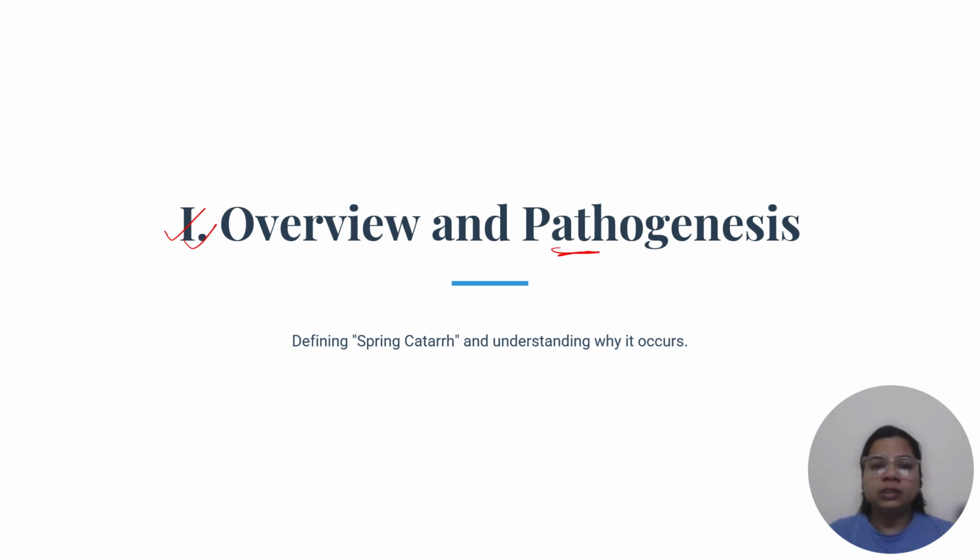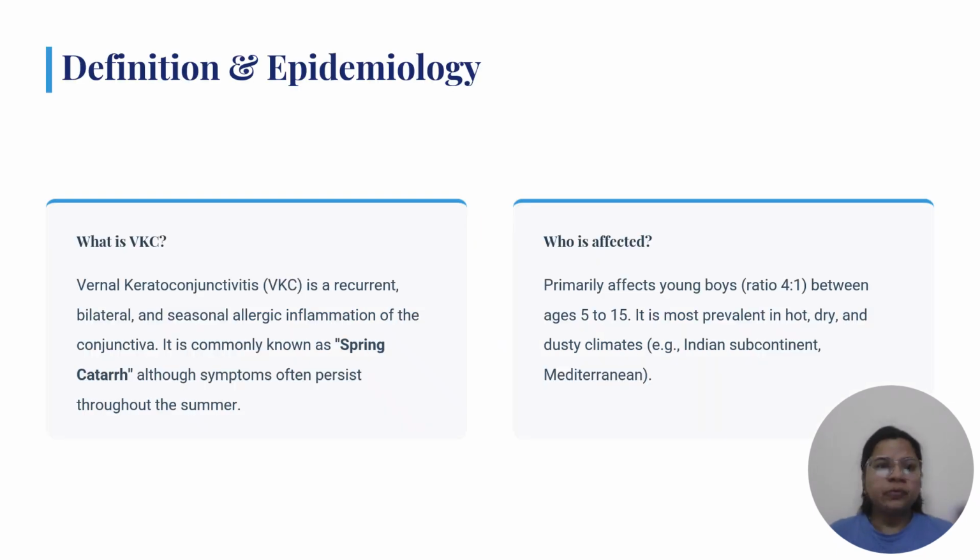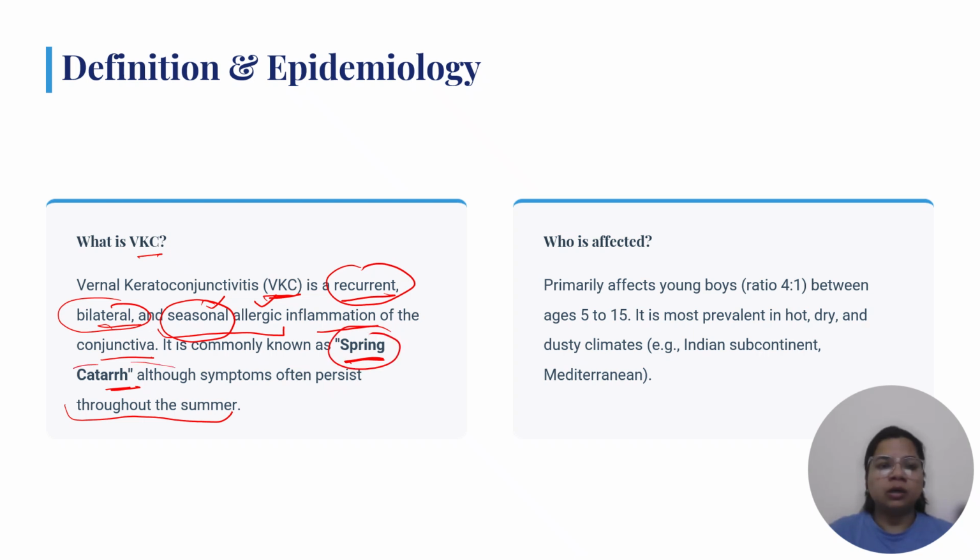VKC is basically known as the spring catarrh. First of all, the definition of VKC. Vernal keratoconjunctivitis is a recurrent, bilateral, and seasonal allergic inflammation of the conjunctiva. So, it is a seasonal allergy, and it is bilateral and recurrent. It is known as spring catarrh, although the symptoms often persist throughout the summer.